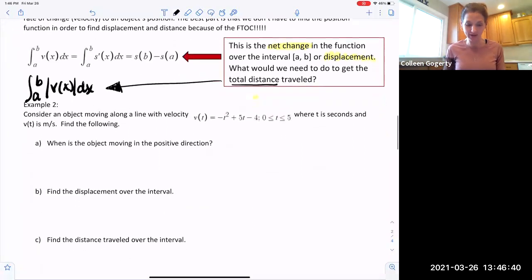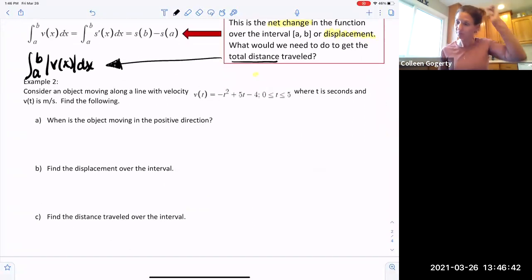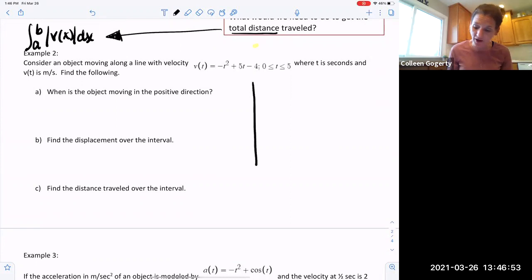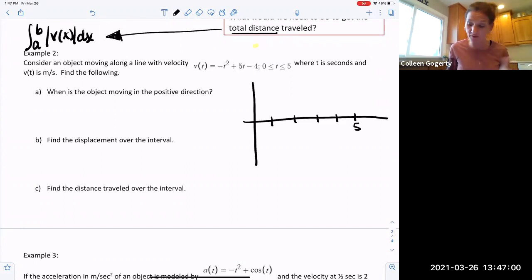All right, let's take a look at some examples. Consider an object moving with a certain velocity. When is the object moving in the positive direction? Well, I don't know about you, but it makes a whole lot more sense to me if I graph this. Considering we're only graphing on an interval of 0 to 5, this shouldn't be too bad to put together. If you want to grab a calculator, go for it, but I feel like we can calculate some of these values pretty quickly. If I put 0 in here, I'm going to get out a -4.